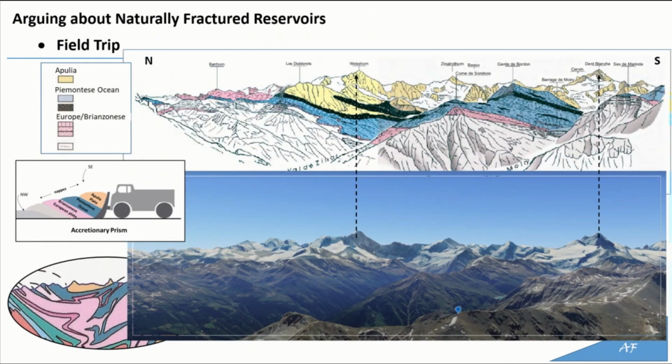From south to north: the Apulian plate, yellow in the sketch, overlying the rocks in blue and dark, relevant to the Piemontese Ocean, in turn overlying the rocks in pink in the sketch, relevant to the Brianconnais and the European plate. So we have oceanic crust in between continental crust belonging to different plates.